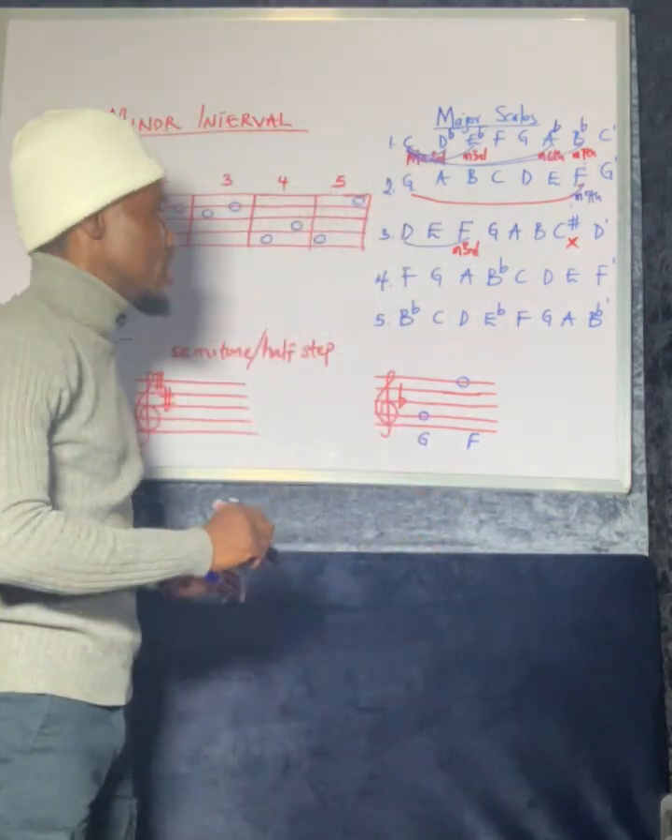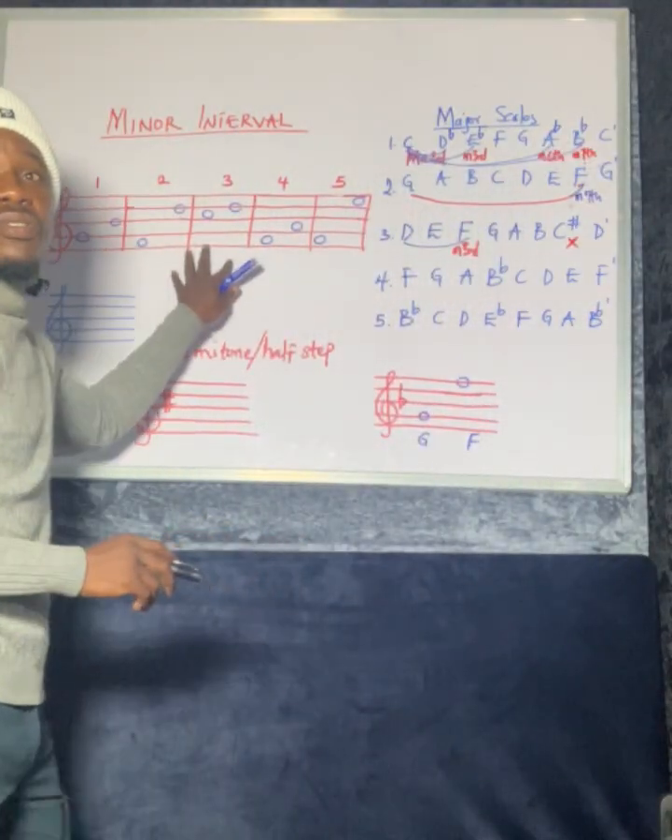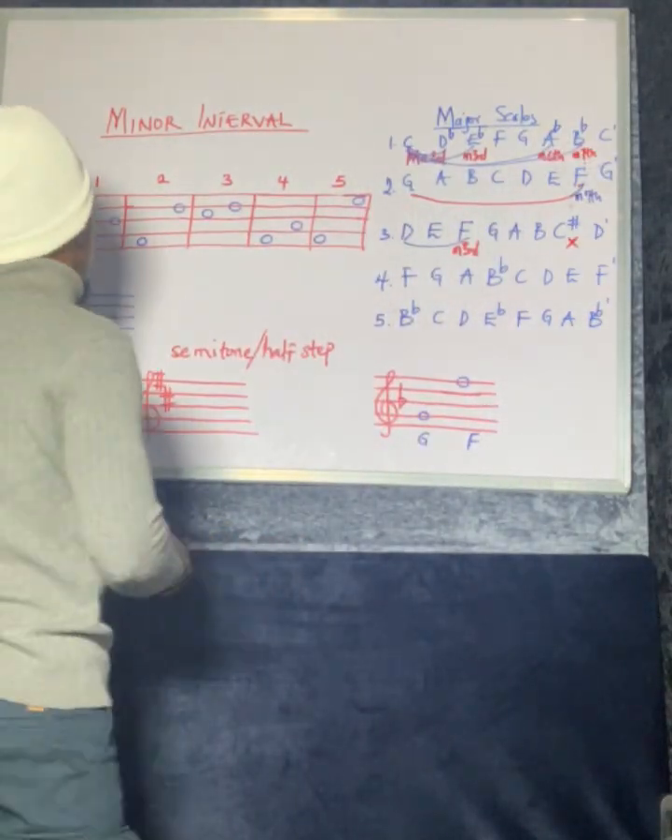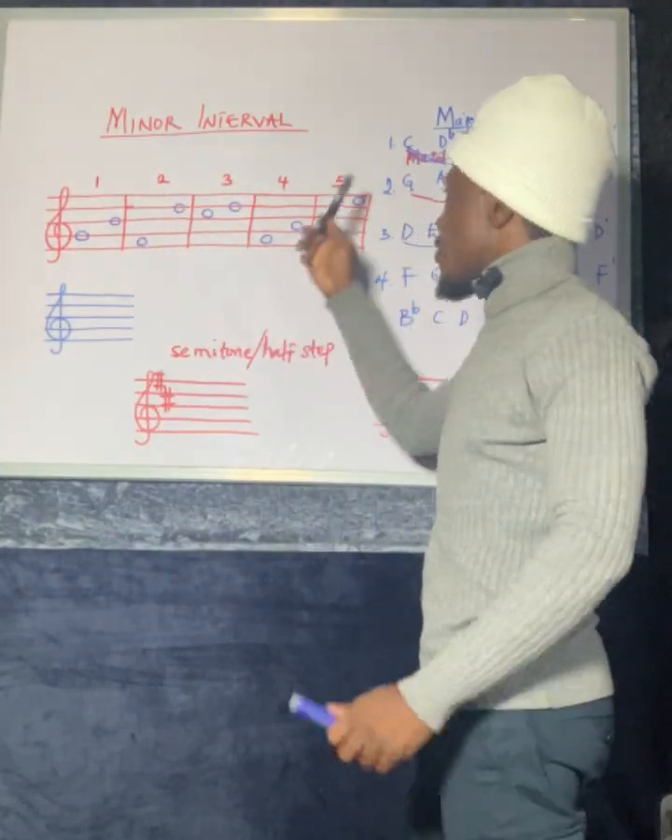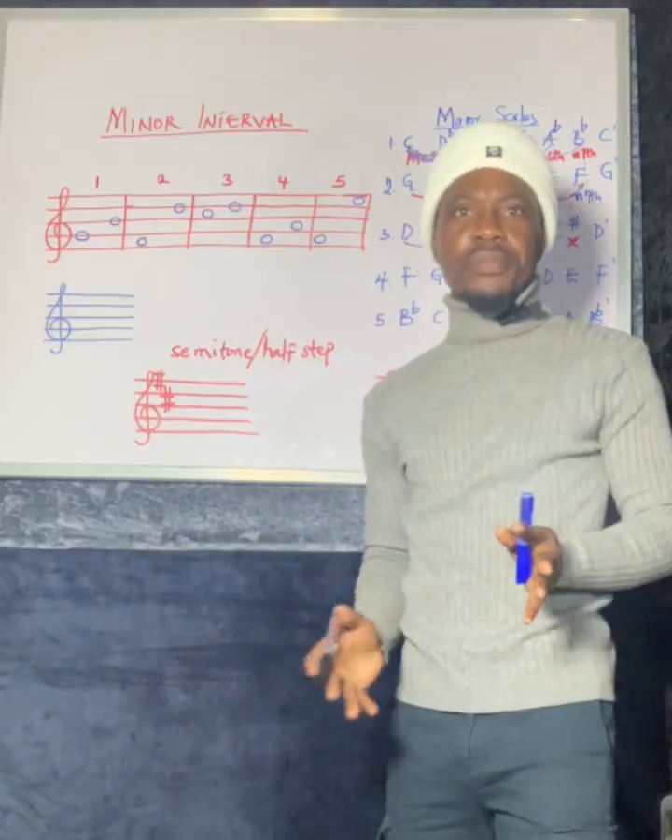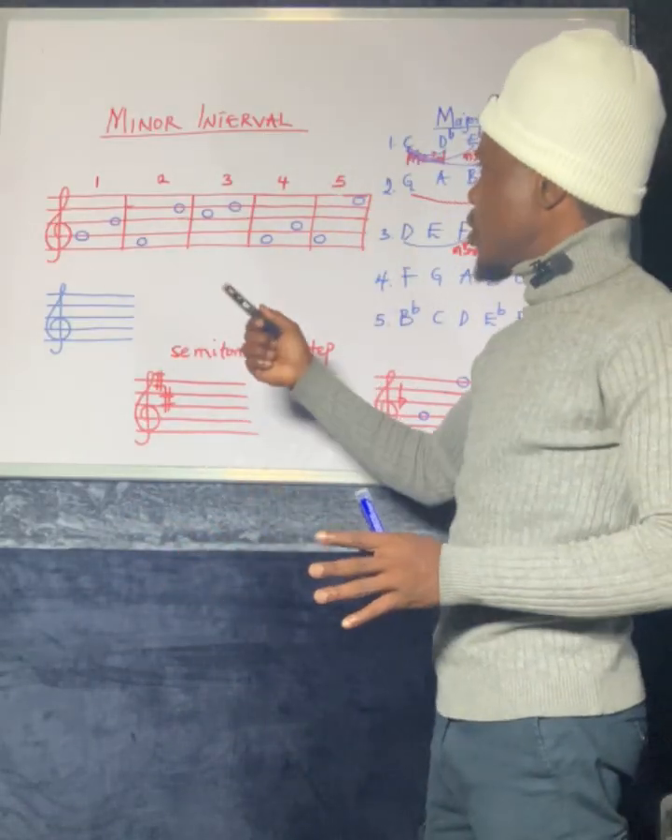I hope you understand that. So let's come up here to the staff. On the staff here, I have 5 intervals: 1, 2, 3, 4, 5. So let's try and describe them one after the other. From number 1, what are the notes there?